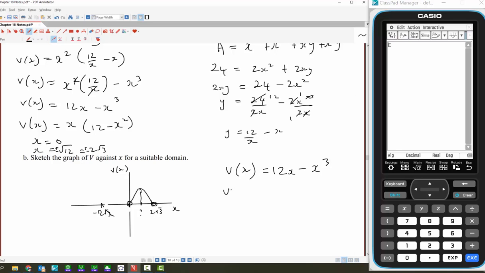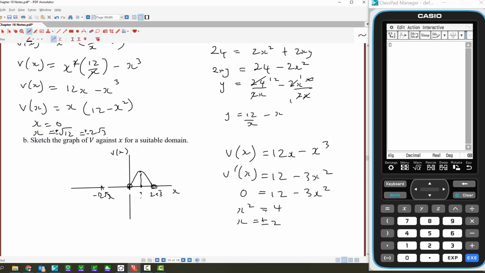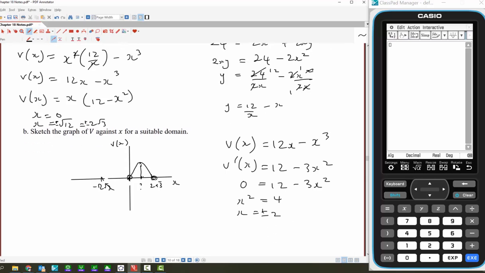We're going to get calculus to tell us what the stationary point is. So we're going to go v dash x equals 12 take away 3x squared, 0 equals 12 take away 3x squared. That is x squared equals 4, x equals plus or minus 2. So it's got stationary points at x equals 2 and x equals negative 2. Now the one we're interested in is the positive 2. So we're going to say x greater than 0, so x equals 2.